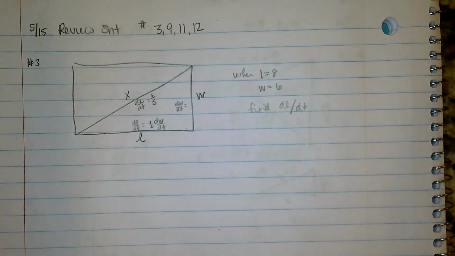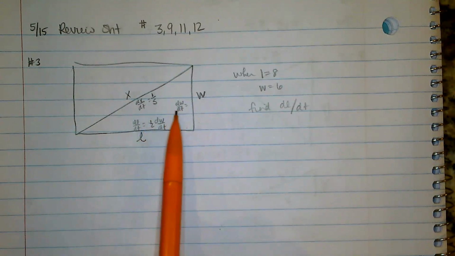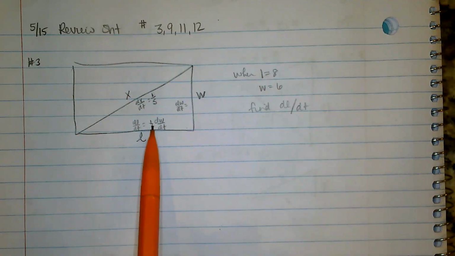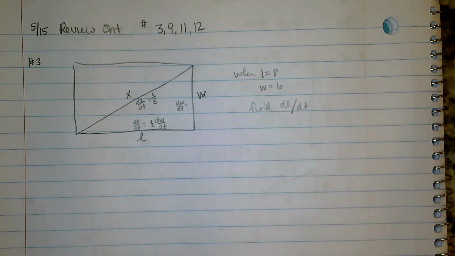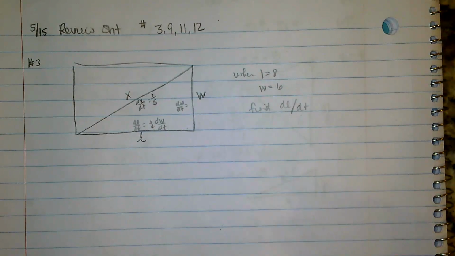Hey guys, I know it's only halfway through the day, but I got questions on 3, 9, 11, and 12. So I got 3 drawn here. Given this picture, given the information, dl/dt being half of dw/dt, and so on, they want to know what dl/dt is at the instant when L is 8 and W is 6.